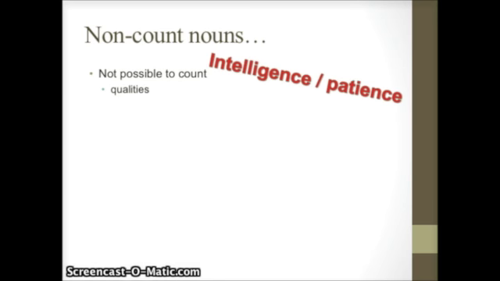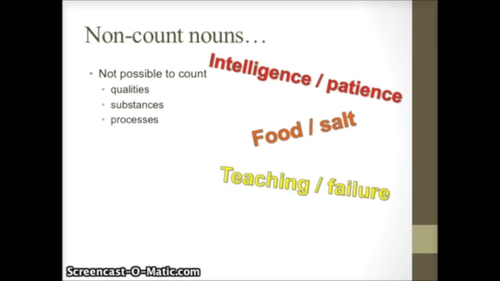There is, however, another category of nouns that is not possible to count, and these are generally referred to as non-count. They refer to things such as materials, qualities, or actions. In the most general sense, and others will be discussed in Part 2, these are referring to qualities such as intelligence and patience, substances such as food and salt, processes such as teaching and failure, and topics such as philosophy or love, rather than to individual items or events.